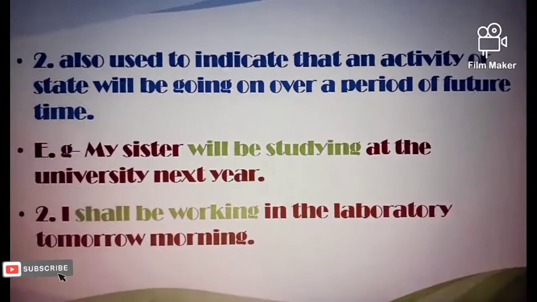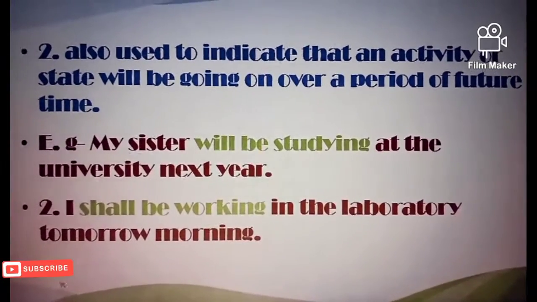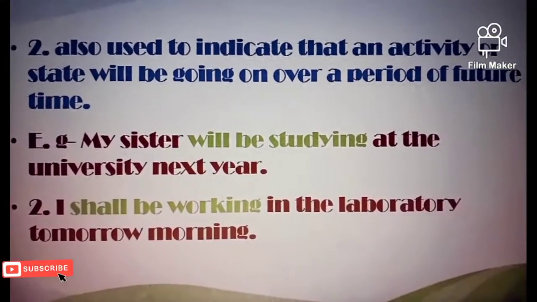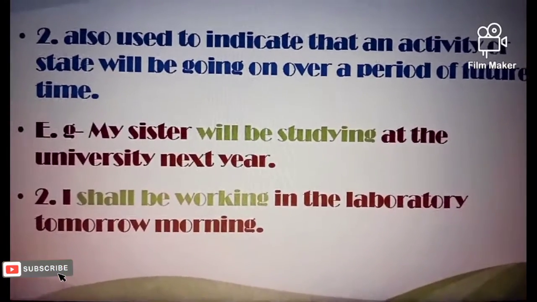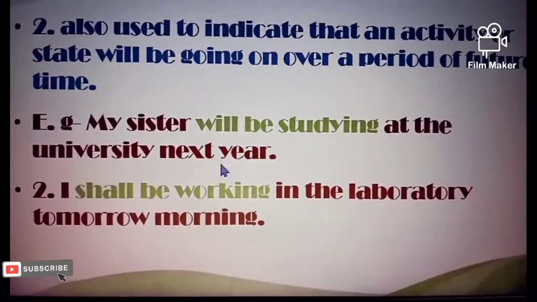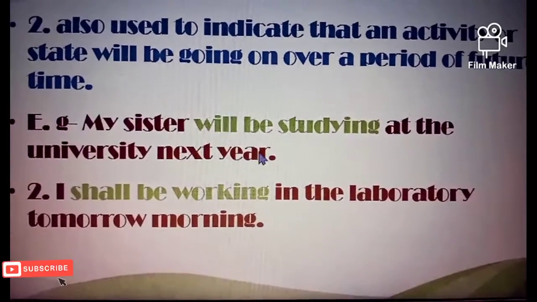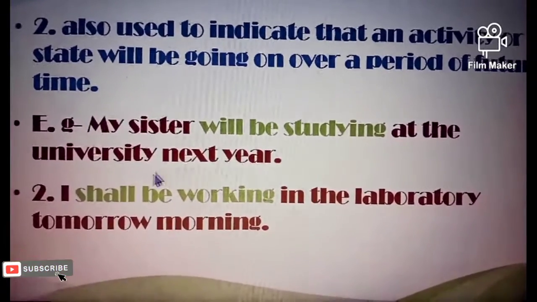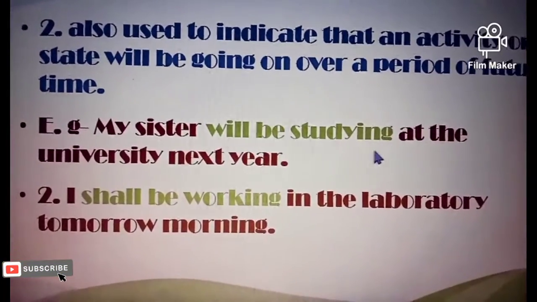The time may be fixed or may not be fixed. Try to understand with the examples given here, so you will make sure how the future continuous tense is used. Example, my sister will be studying at university next year. Look at the words next year. This is a future context, and next year she will be studying means that in that year she will be studying in the university. So the future action will be continuing.